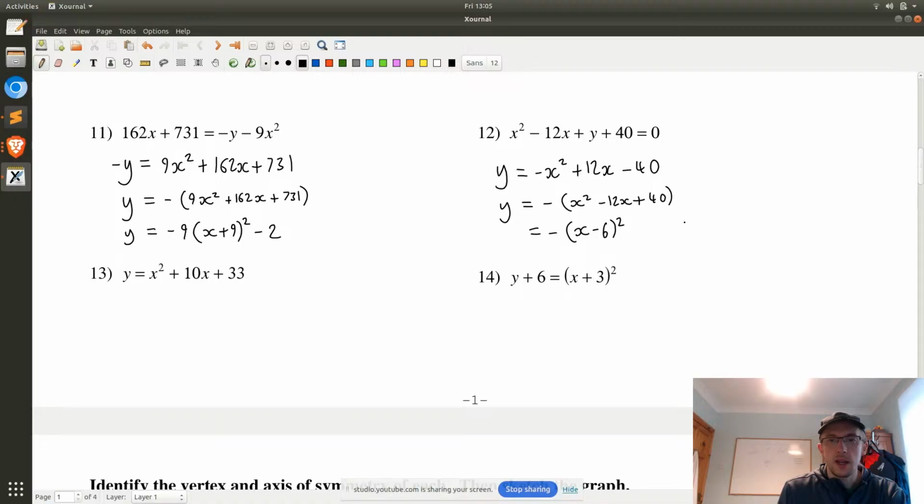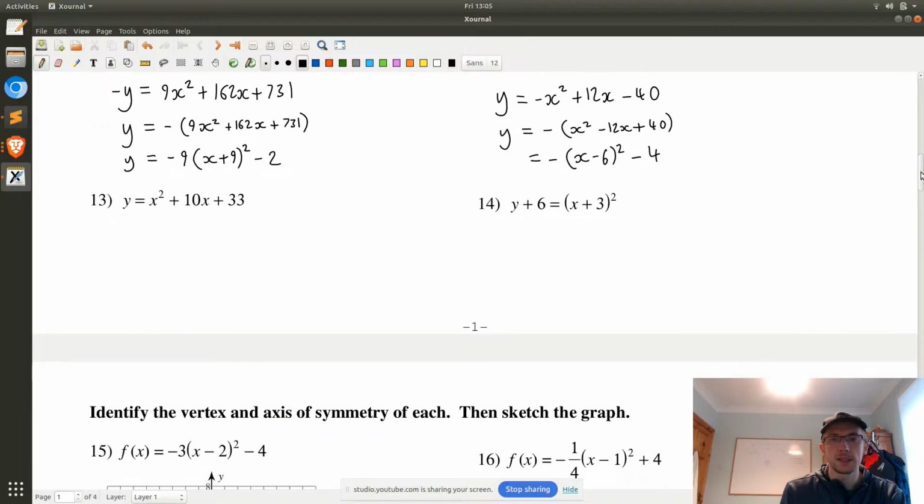There, negative x squared plus 12x, negative 36. So we need to go to negative 40, so take off an extra 4. And that's the vertex form.